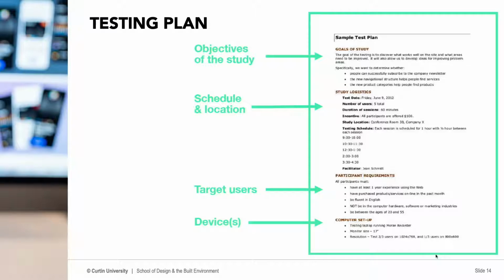Okay, so before you undertake your actual testing, it's really a good idea to come up with a testing plan. So, the kinds of things that you might have in your testing plan, as you can see from the screen here, is firstly outline the objectives of your study. So providing an articulation of why are you doing this? What are you hoping to get out of this testing process?